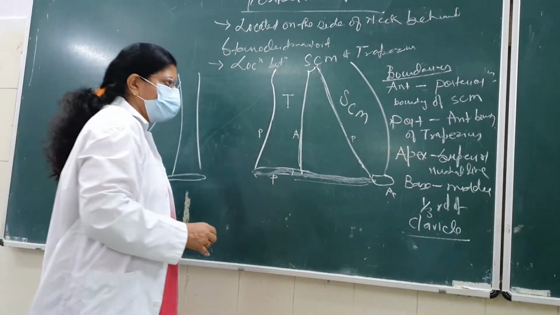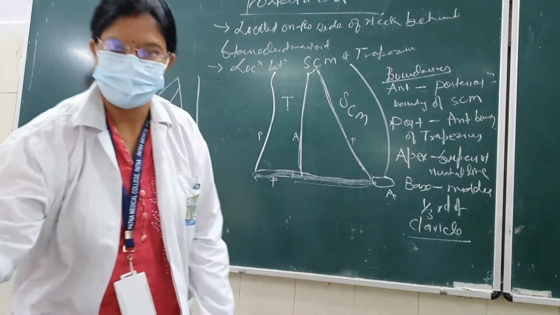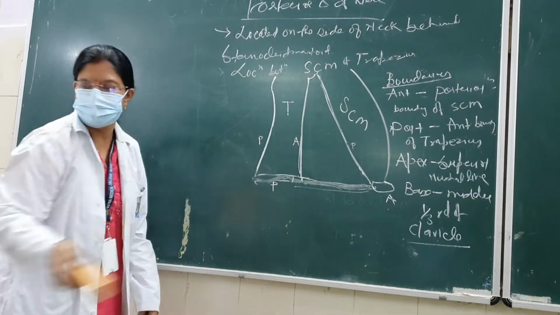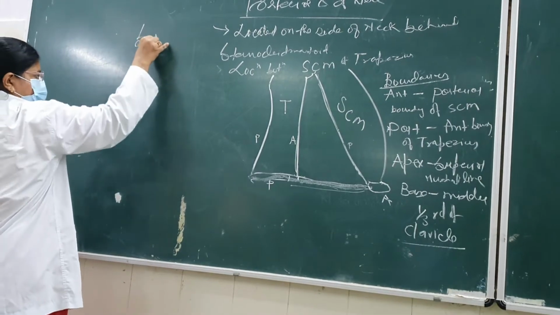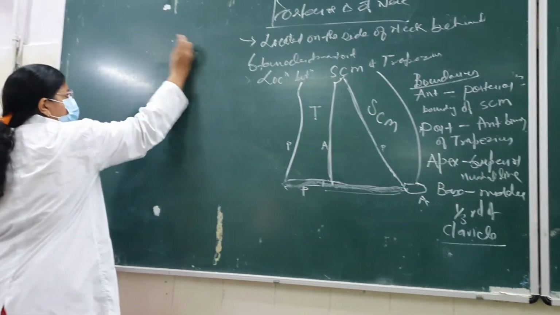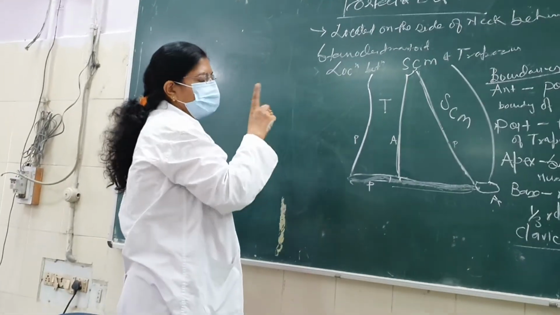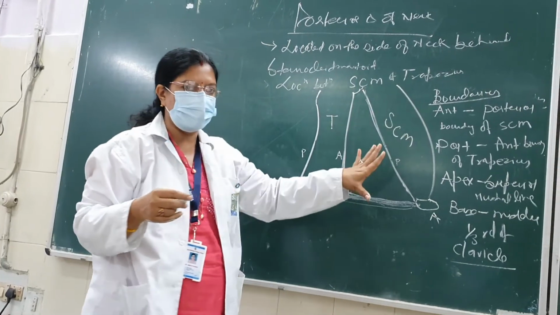Now, what will be there? So, this is the posterior triangle. Now, subdivisions. First we will learn this; the subdivisions we will learn later. Now, this triangle, any triangle, now we have read the boundary.